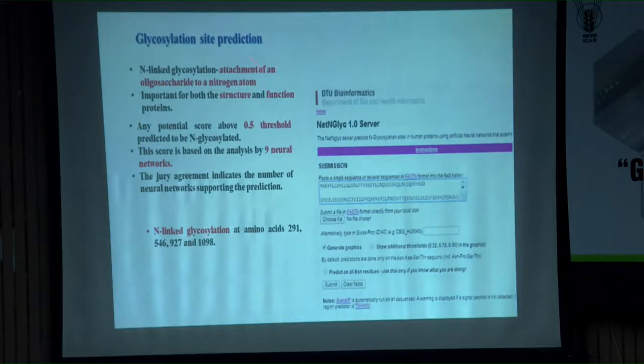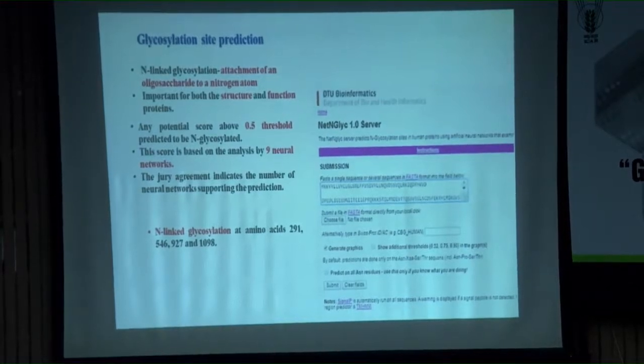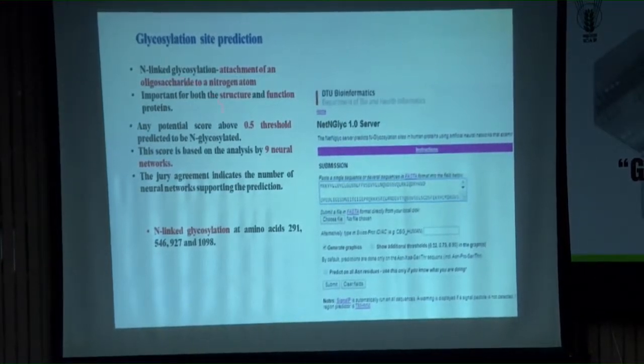So N-linked glycosylation is the attachment of an oligosaccharide to the nitrogen atom of the protein. Okay, that is the N-linked glycosylation. Why is this important? Because this gives structural stability to the protein, and also helps it perform its biological function. So when you are doing protein-protein docking, you have to understand why and where the N-linked glycosylation is happening. And how to predict this one?